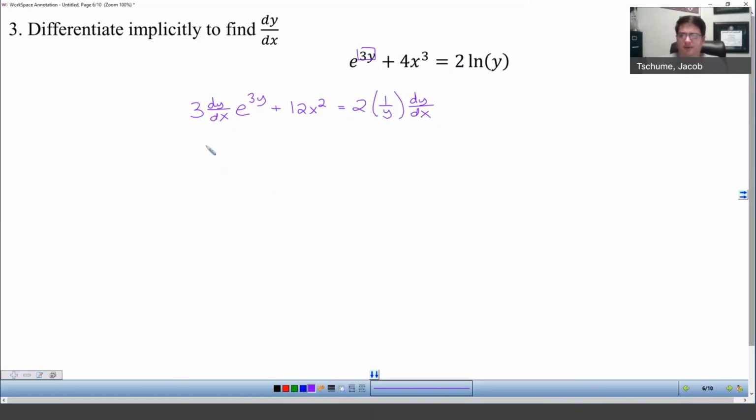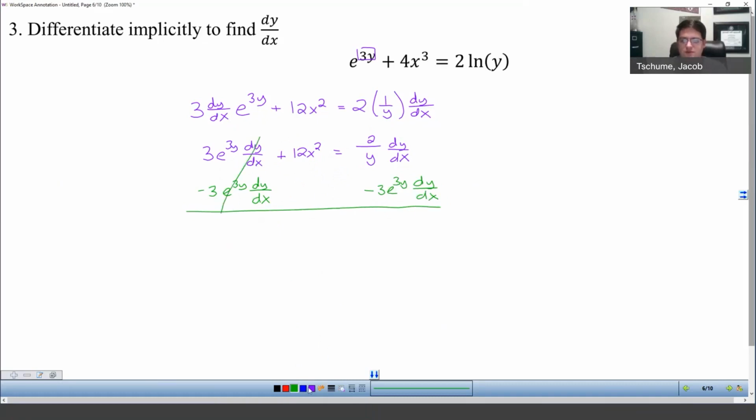Now, if I clean this up a little bit, I could write this as 3e to the 3y dy dx plus 12x squared equals 2 divided by y times dy dx. Now, you need to get all the dy dx terms on the same side. We haven't done this yet. We've only ever had one. But when you've got multiple dy dx terms, you need to move them all to the same side. So I'm going to subtract the 3e to the 3y dy dx from both sides. That'll be the simplest thing to do.